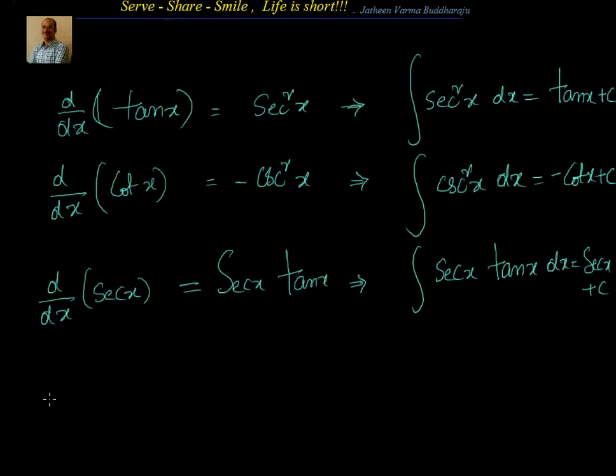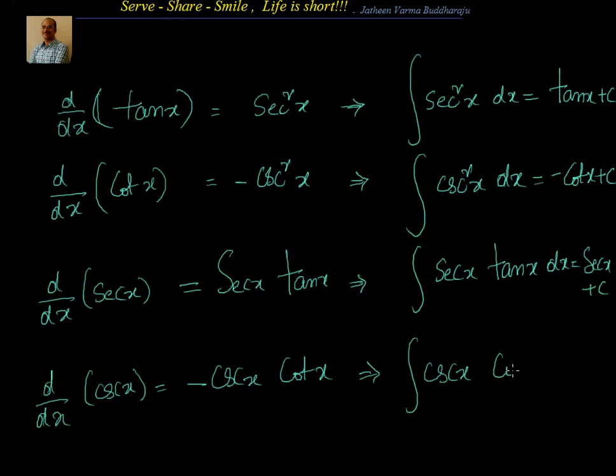The last one we have in trigonometric functions is d by dx of cosecant x. We know the derivative is negative cosecant x multiplied with cot x. So I can say the integral of cosecant x cot x is equal to minus cosecant x plus c.